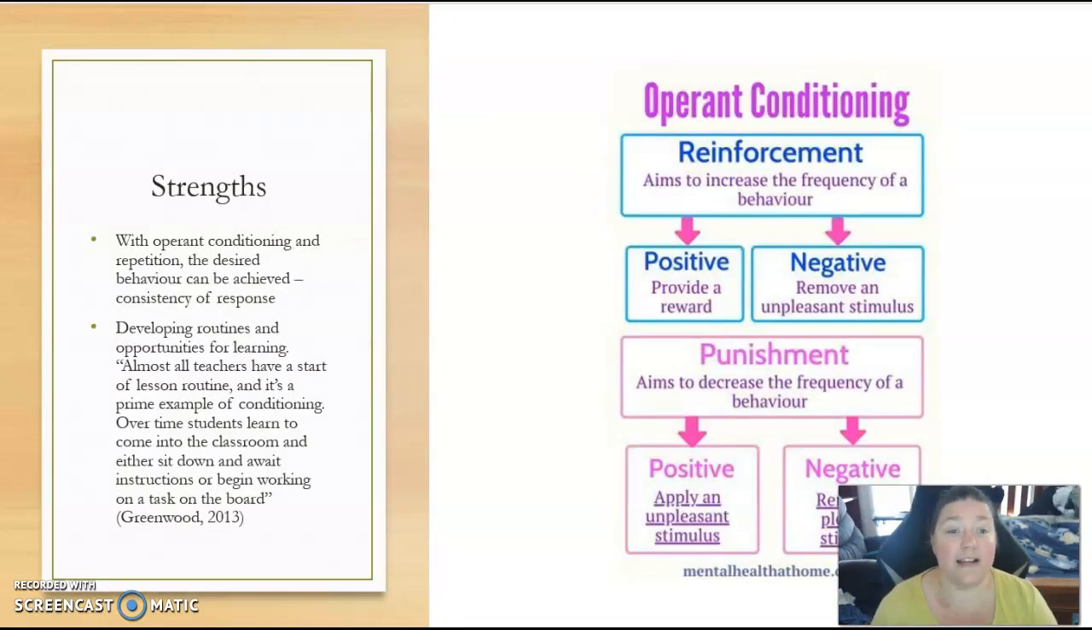So some strengths we can see through behaviourism theory is that with that operant conditioning and the repetition of tasks, we are achieving the desired behaviour, which is consistency of response. So we are wanting a particular behaviour to be consistently present, and we will do this through the reinforcement, which is our aim to increase the frequency of a behaviour, through positive reward or negative removal of unpleasant stimulus.